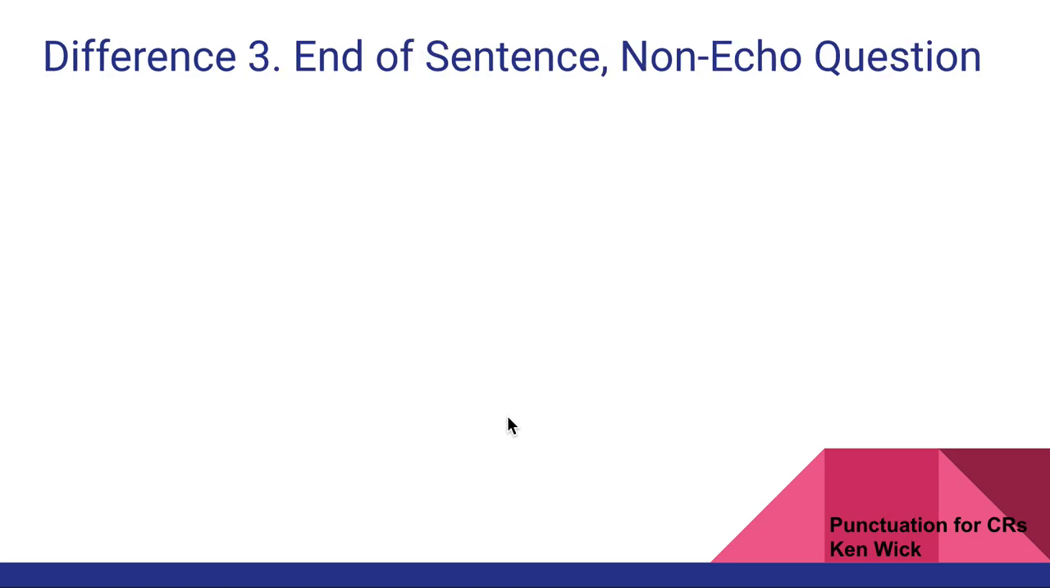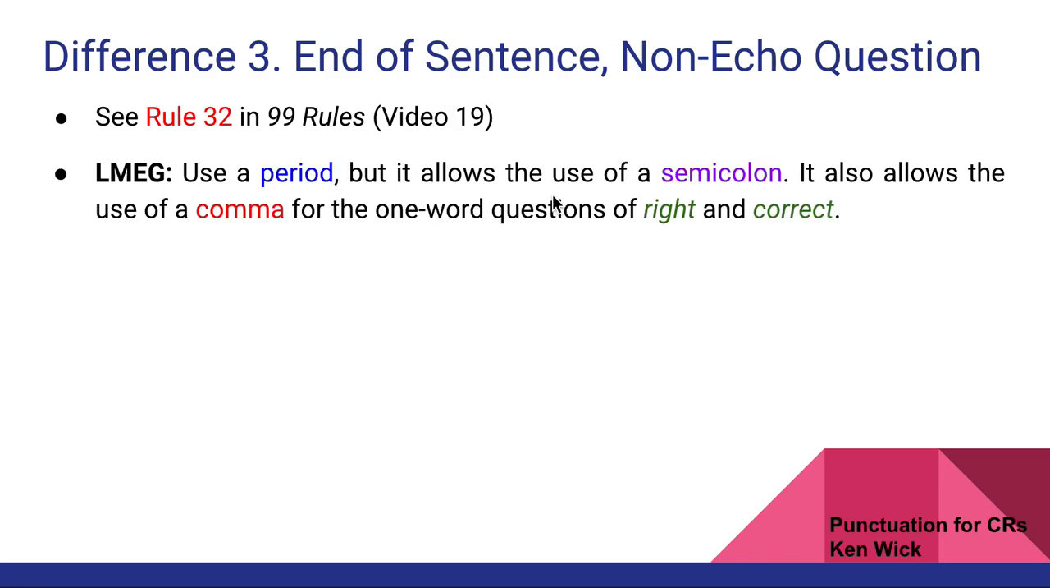Difference number 3 is end of sentence non-echo questions. And we're talking rule number 32 and video 19. A non-echo question, sometimes called a tag question if it's at the end of a sentence. Non-echo means it doesn't echo the words of the sentence. Now, if this doesn't make sense to you, look at the examples. It'll be crystal clear, or maybe clearer.